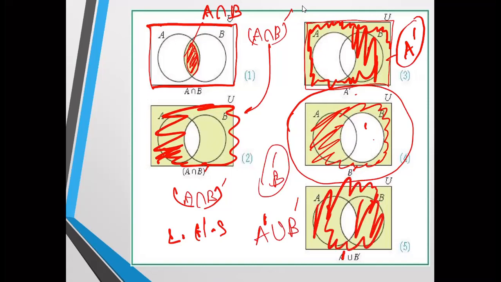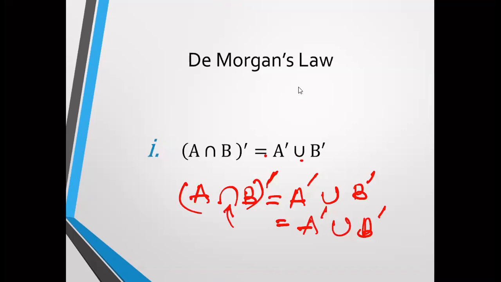Finally, you can compare these two regions, this one and this one. What can you conclude about these two diagrams? Finally, we have got the same regions, no? Same regions. A intersection B dash and A dash union B dash are going to be the same finally. Is that clear, guys? Therefore, the first law of De Morgan's is correct.